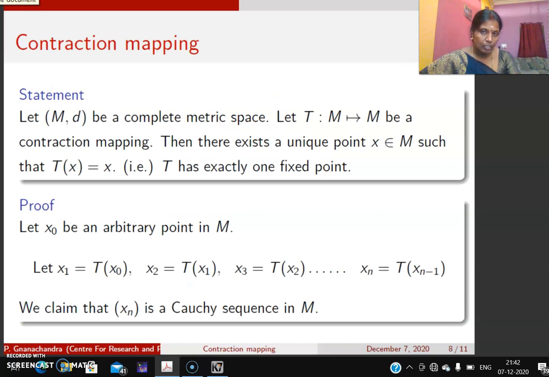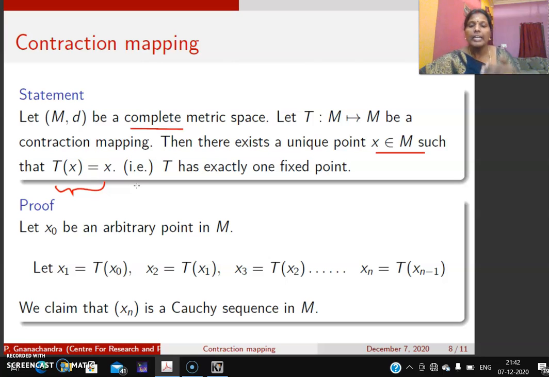Okay, this is the statement of the contraction mapping theorem. Let (M, d) be a complete metric space. Note that, guys, (M, d) is a complete metric space and T is a contraction. Then there exists a unique point x in M such that T(x) equals x. That is, T maps x into x. This means T has exactly one fixed point. So for this reason, this theorem is known as the fixed point theorem or contraction mapping theorem.